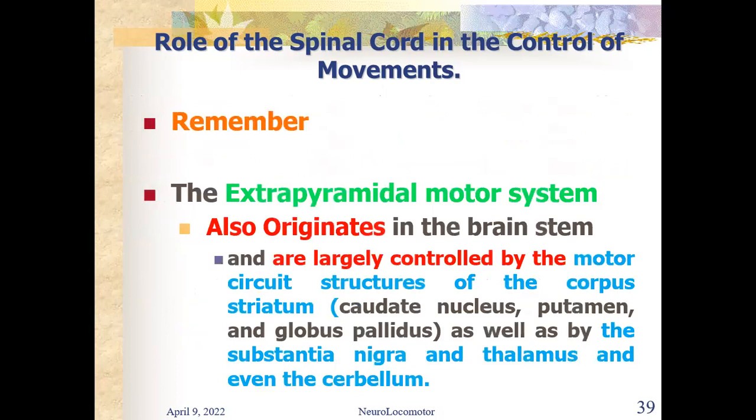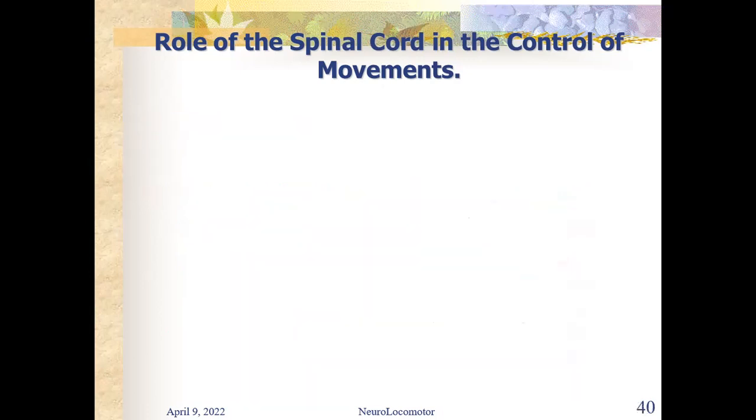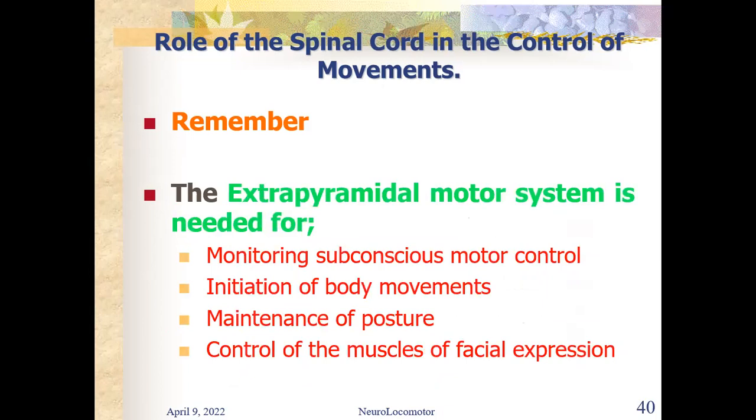the indirect pathway. I've talked about the functions. It is largely controlled by motor circuits, structures in the basal ganglia. We talk about the corpus striatum and other structures of the basal ganglia, as well as the substantia nigra and the thalamus. They are the ones that control the extrapyramidal motor system. Even the motor cortex also exerts control over the extrapyramidal motor system. These are the functions, which I've already talked about.